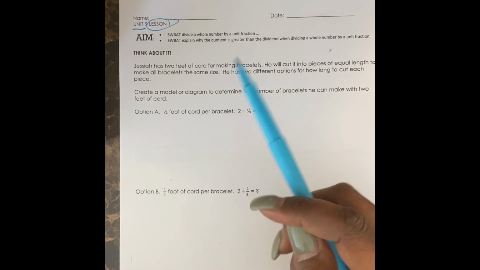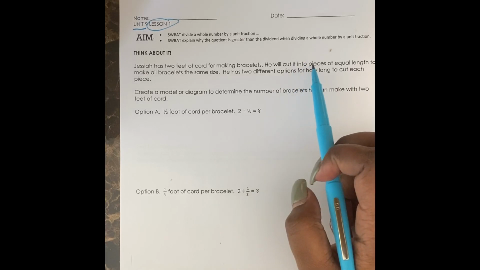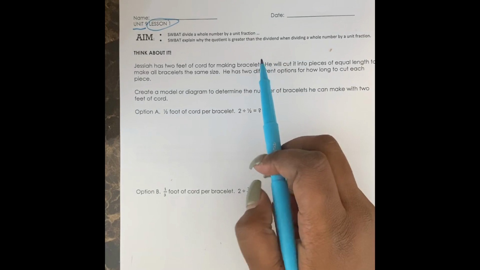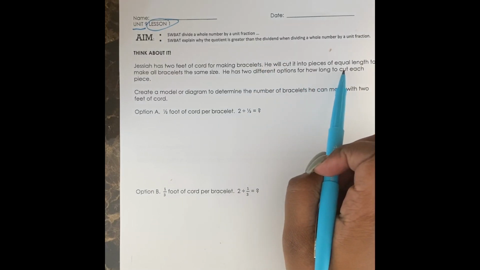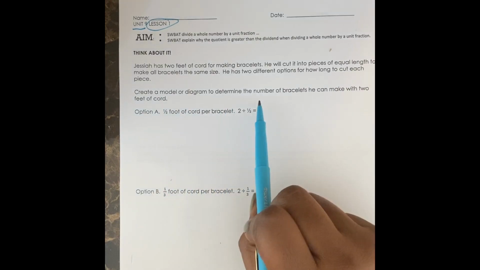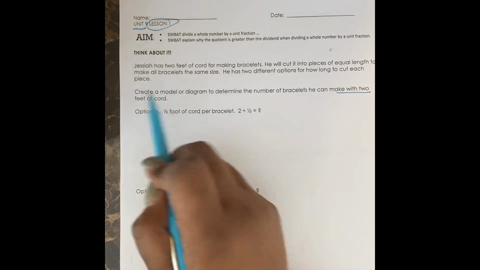Our Think About It says, Josiah has 2 feet of cord for making bracelets. He will cut it into pieces of equal length to make all bracelets the same size. He has 2 different options for how much to cut each piece. Create a model or diagram to determine the number of bracelets he can make with 2 feet of cord.